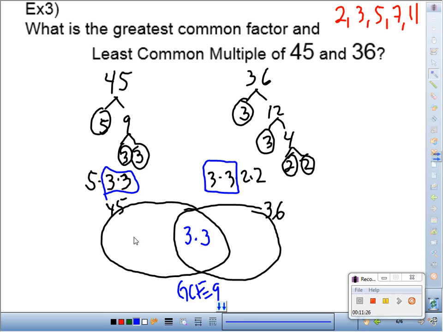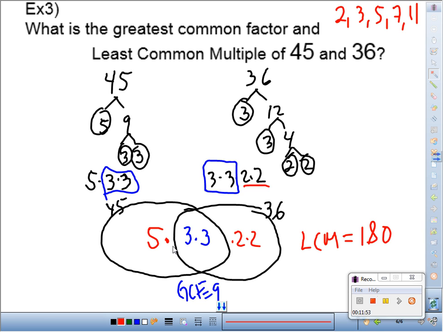Hands up if you got that. Okay, what's left over on this side? 5. And what's left over on this side? 2 times 2. I'm just going to write it out so you can see it and don't get confused. Our LCM is what we get if we multiply all of these together, right? Yes. So watch. What is 5 times 4? 20. Times 9? 180.